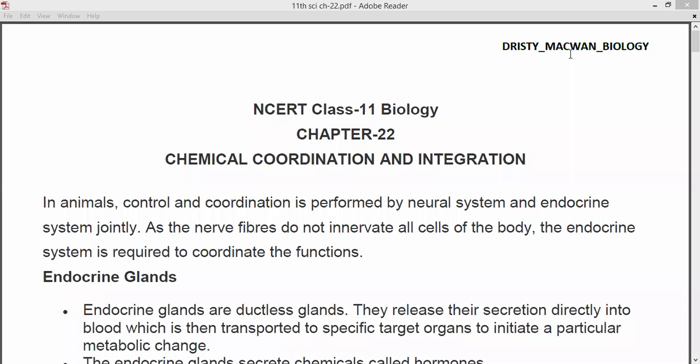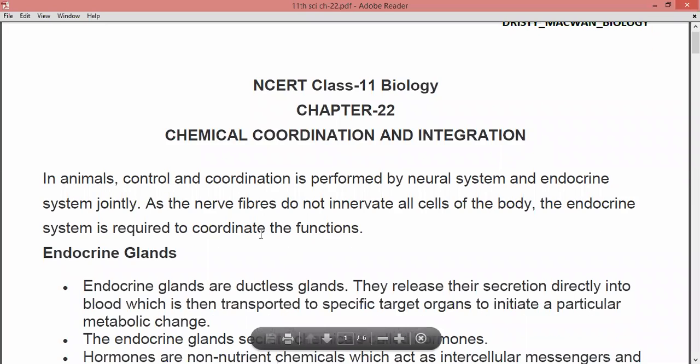Today we are going to see 11th science biology, chapter number 22, that is chemical coordination and integration. First, we are going to see the basic introduction, and then we are going to see the different types of hormones which are secreted by your body in this chapter, how the chemical coordination is taking place in your body. That we are going to see in this chapter. So let's see about today's lecture for the introduction of it, right?